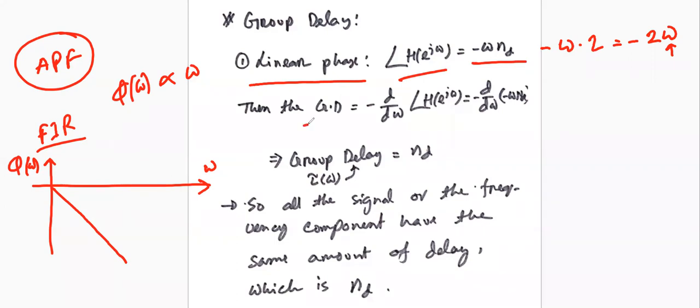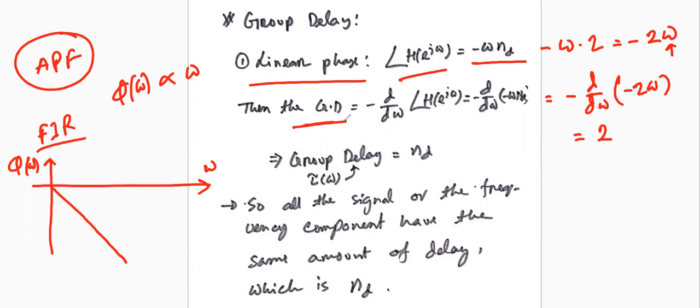In that case, the group delay is nothing but the negative of the rate of change of the phase with respect to omega. So we have minus d by d omega of the phase, which is minus 2 omega, and that gives us the value 2. So this is the group delay. What does it mean by the group delay? How much delay do you need to wait to reconstruct your original signal?